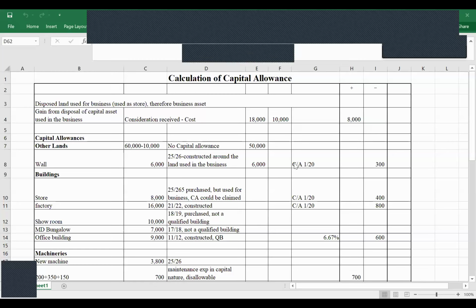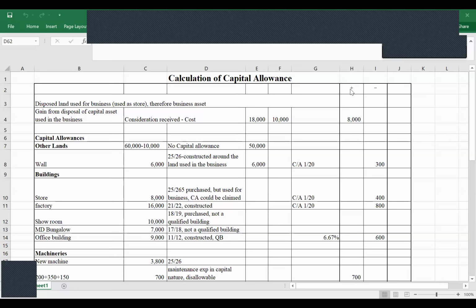This is the answer sheet. This is how you have to do your calculation. Actually, you will not have this kind of capital allowances calculation on its own, but this calculation will be included in your question. That means I will give you a question, and that question includes a capital allowances part. So it is a part of the main question.